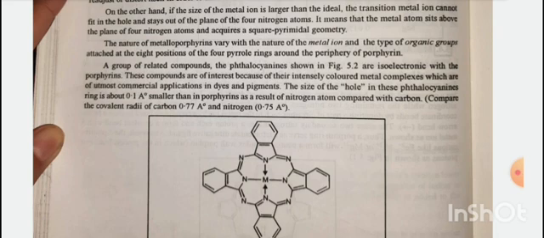A group of related compounds, the phthalocyanines shown in figure 5.2, are isoelectronic with porphyrins. These compounds are of interest because of their intensely colored metal complexes, which are of utmost commercial application in dyes and pigments. The size of the hole in the phthalocyanine ring is about 0.1 Angstrom smaller than in porphyrins as a result of nitrogen atoms compared with carbon. Compare the covalent radii of carbon, 0.77 Angstrom, and nitrogen, 0.75 Angstrom.